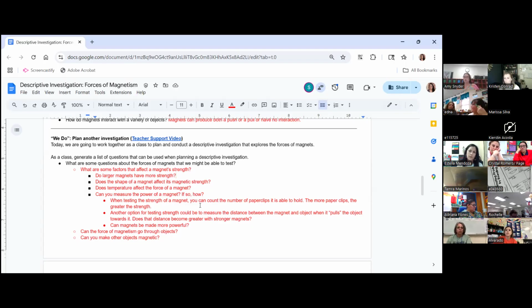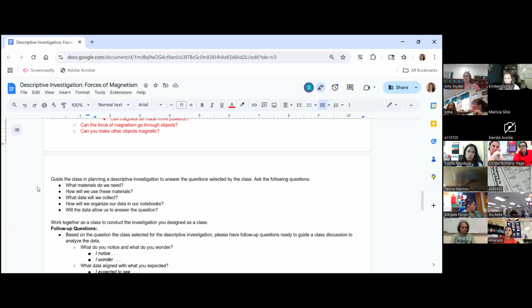So boys and girls, we have decided to investigate this question. Do larger magnets have more strength? So again, we need to focus on these questions here. Now you see what I'm circling with my mouse? I would encourage you to have these printed out for your students on a piece of paper. This is going to be like their guide to carrying out a descriptive investigation, okay?